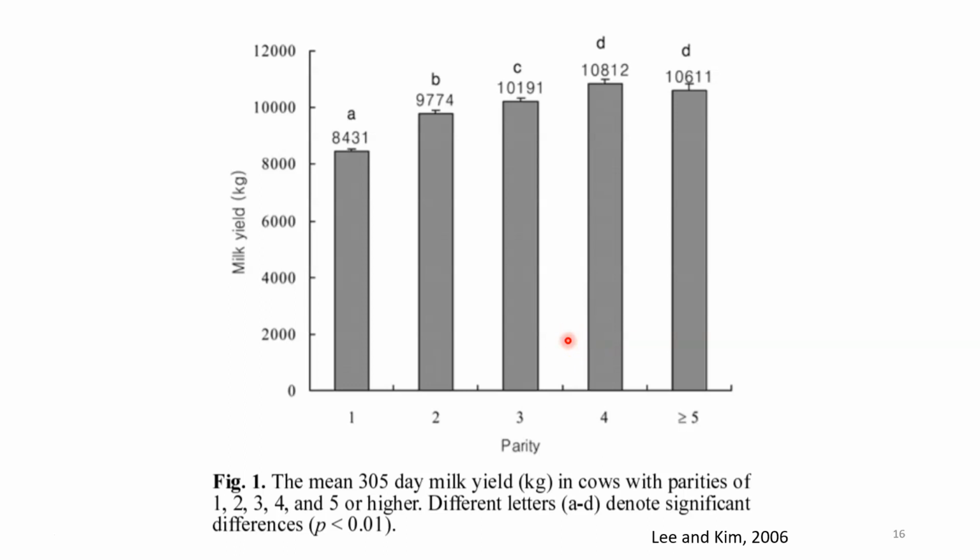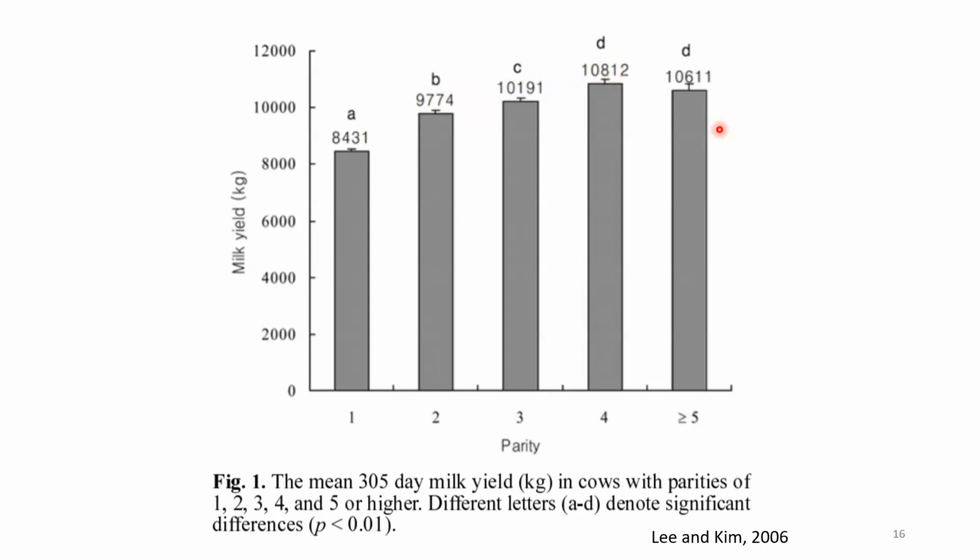So we saw second and third parity were higher than first parity. But how long does it go on for? Is fourth parity higher than third, fifth higher, sixth higher, or does it come down at a certain level? This is the mean 305-day milk yield for parities 1, 2, 3, 4 and higher than 5. You will see the increases: 8,000, 9,700, 10,000, 10,800, and then it drops.